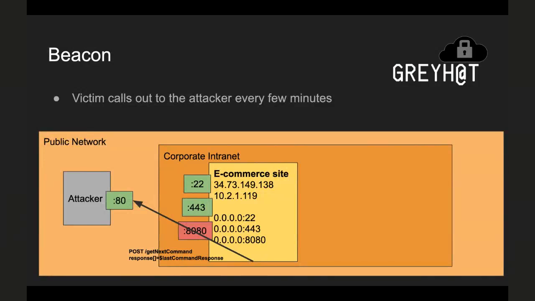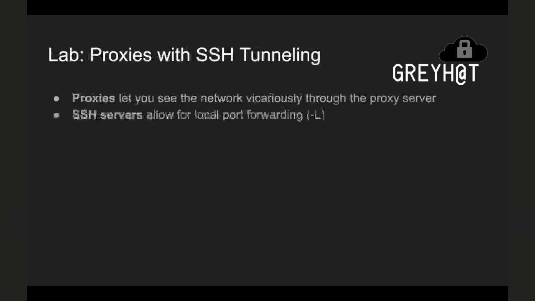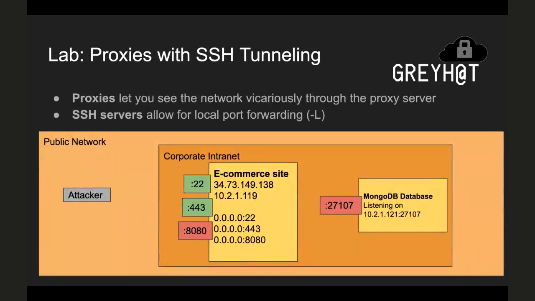You can also do it with the database. You could figure out where the database is, and you can use the e-commerce site as a middleman to see what's on the MongoDB. We'll return to that next week. And here's an example of using it with a Mongo database. You're able to tunnel yourself through port 22 and then indirectly talk to the service that's behind the network firewall.